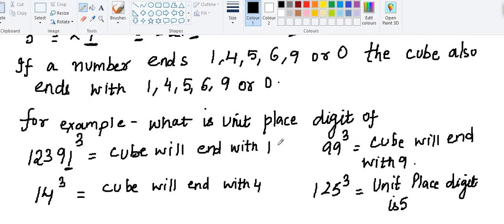So 1 में, 4 में, 5 में, 6 में, 9 में और 0 में क्या फंडा है कि अगर नंबर के लास्ट में ये डिजिट्स हुए तो क्यूब के लास्ट में भी यही डिजिट्स होंगे, राइट.